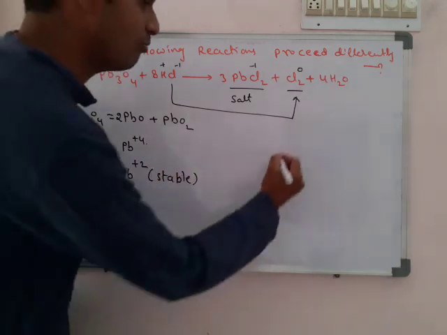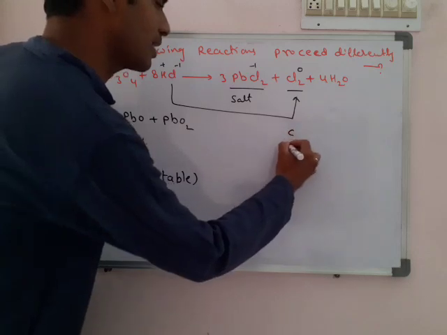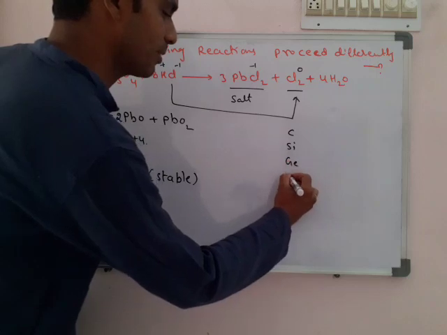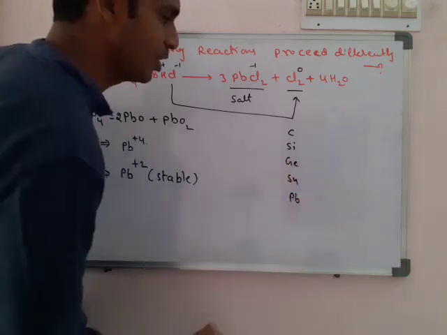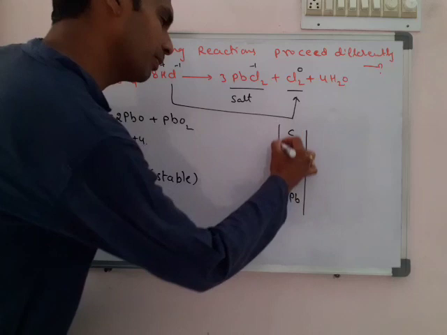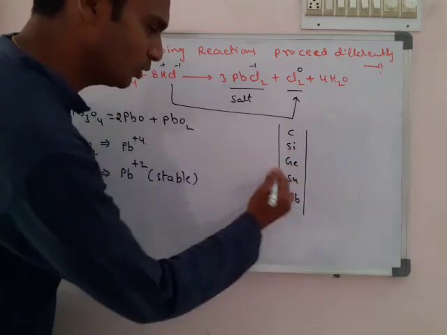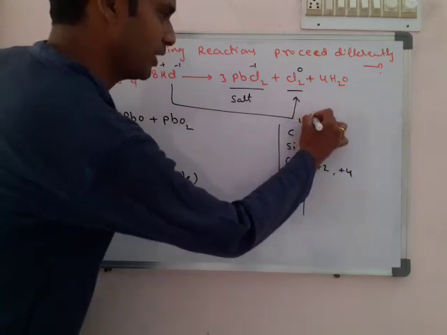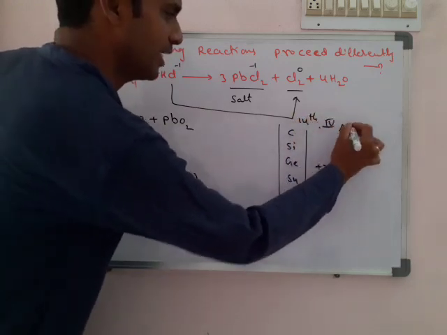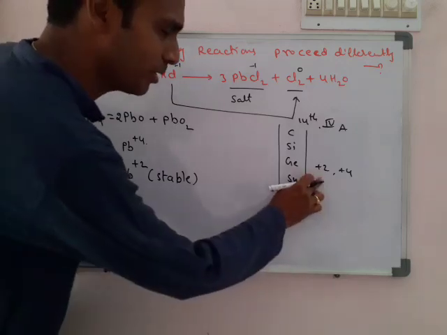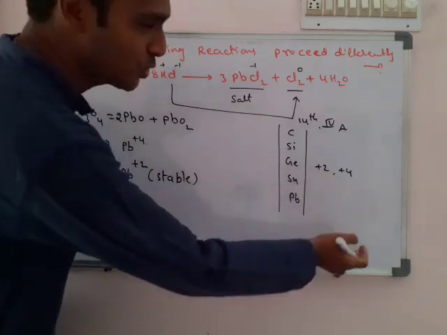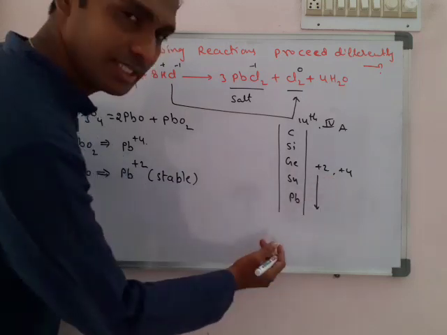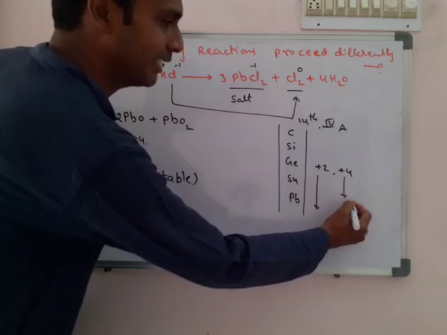So if you observe now, the group elements actually belong to which group? 14th group: carbon, silicon, germanium, tin, lead. So in any group, in the general ring, in the 14th group we have +2 and +4. This is called the 14th group, or the 4th A group. So lower oxidation number +2, higher oxidation number +4. So always from top to bottom, the stability of the lower oxidation number increases and the stability of the higher oxidation number decreases.